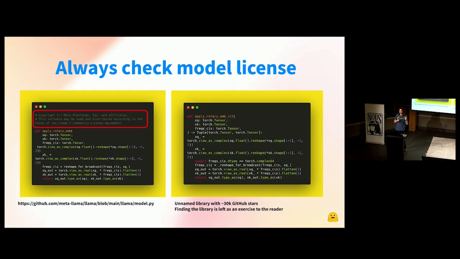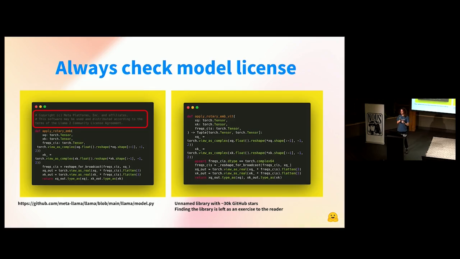So let's go back to the first topic, licenses. Here at the left, you can see the implementation of a part of the code of Llama, of the original code base. And you will see that they have a very specific license. They have a, I don't know, Meta copyright license.